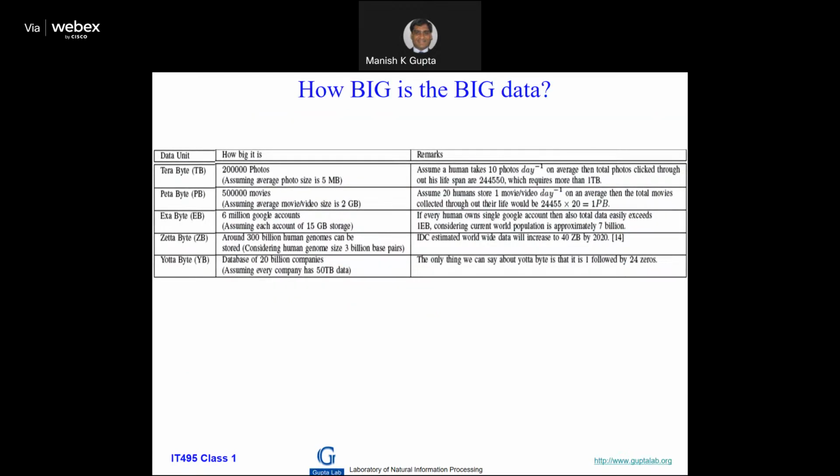Again, this is another estimate. If a human takes 10 photos per day on an average, total photos clicked in the lifespan will require 1 terabyte, of course, assuming reasonable size of the photograph. These are some of the things about yottabyte. We made this estimate a few years back, but now it is old actually. We are trying to estimate something, and every time, things are old.